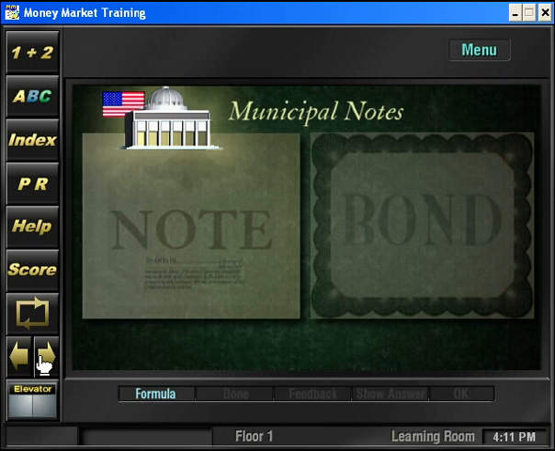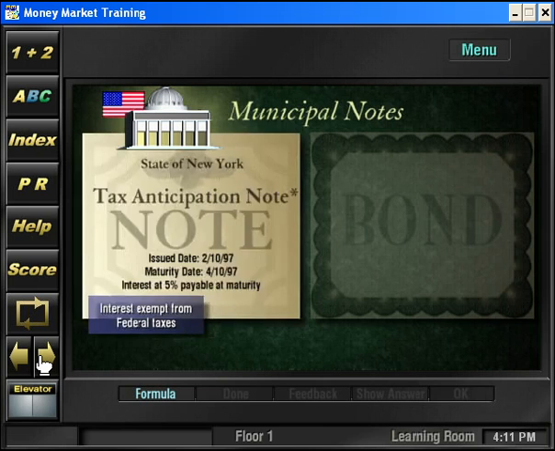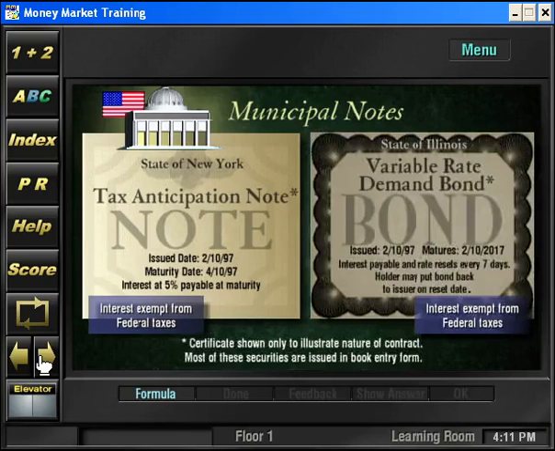State and local governments actually issue two forms of securities important to the money market. The first is a traditional short-term note issued in anticipation of the receipt of some form of revenue. These notes carry names like Tax Anticipation Note or Bond Anticipation Note. Most of these are interest-bearing notes, but some are issued in discount form.